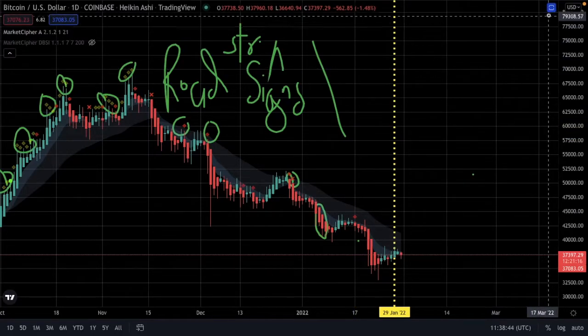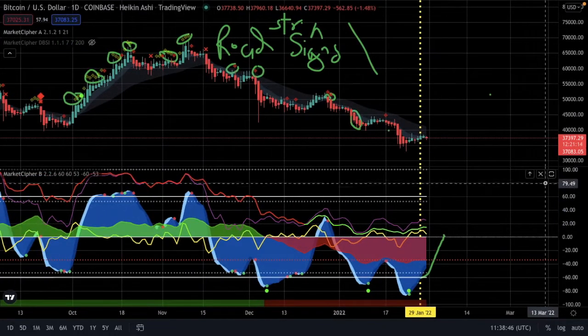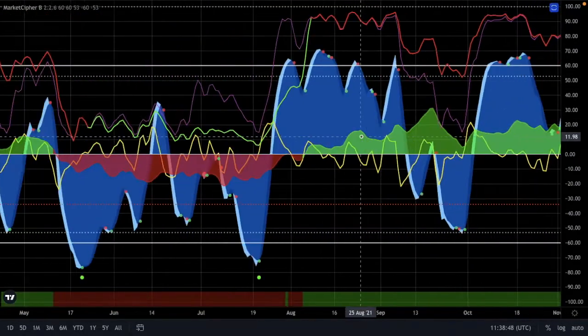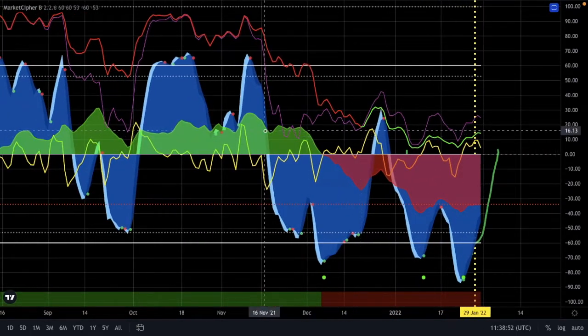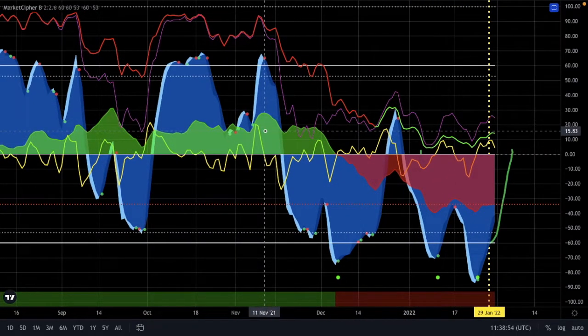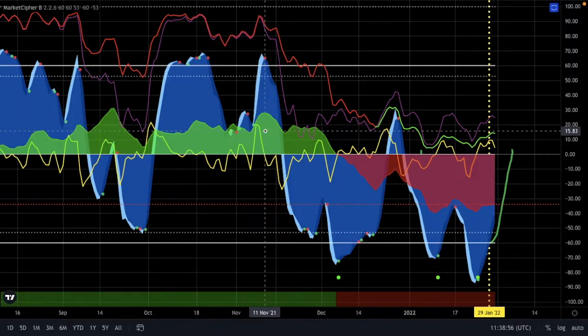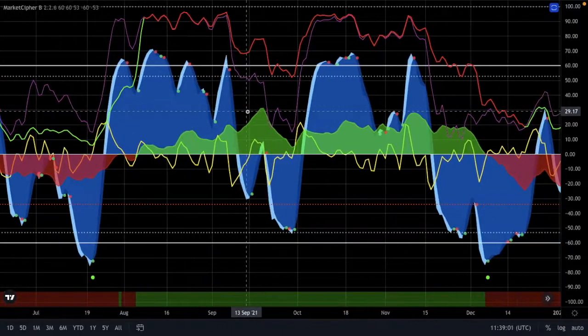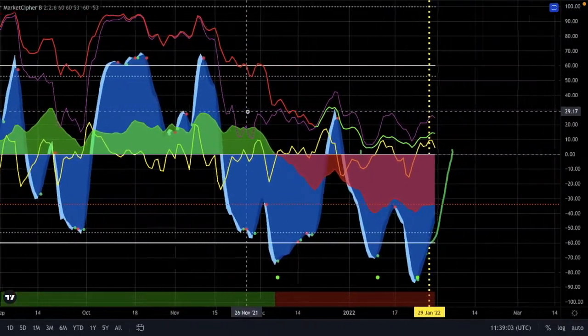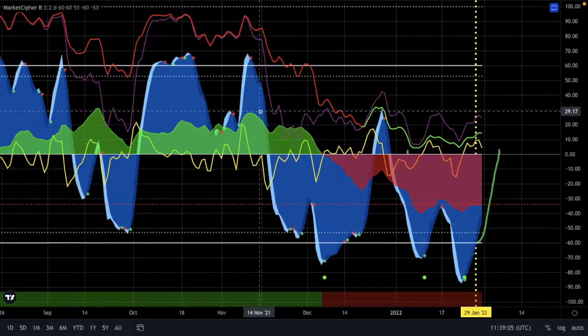So this is what we call market cipher B. This is your Google Maps, your entire Google Maps. You understand? These are basically different elements of your Google Maps. These are just your directional algorithms, and all of them have different functional abilities that literally affect the very direction of price as well.